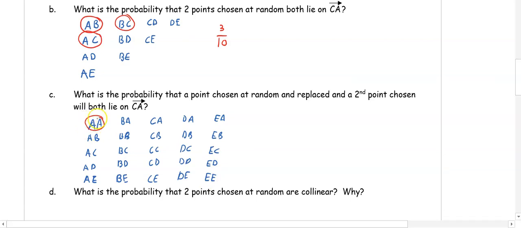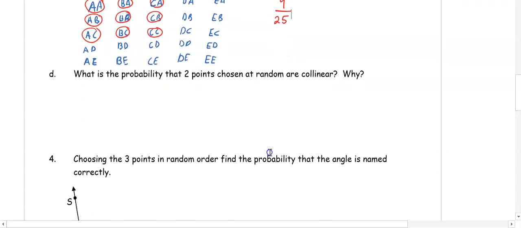So we have AA, AB, AC, BA, BB, BC, CA, CB, and CC. So in this case, we would have 9 possibilities that work out of a total possibilities of 25. So we have 9 25ths.